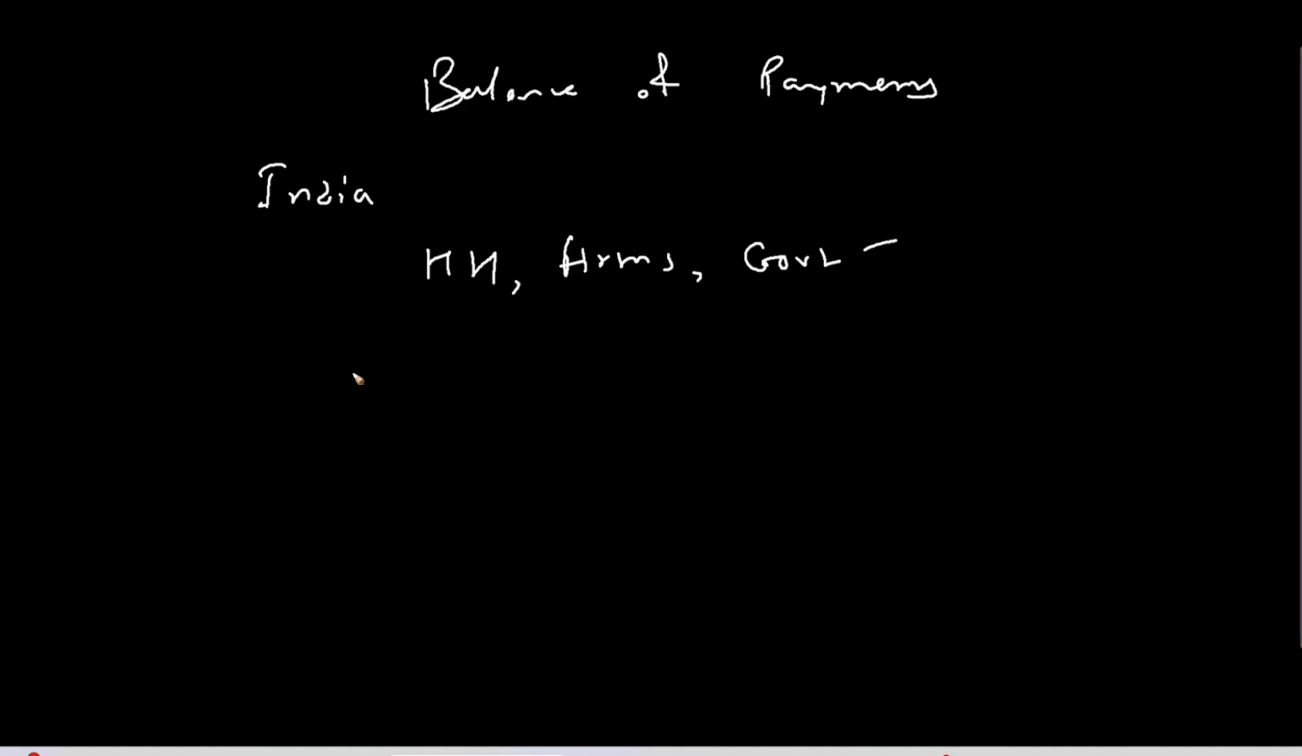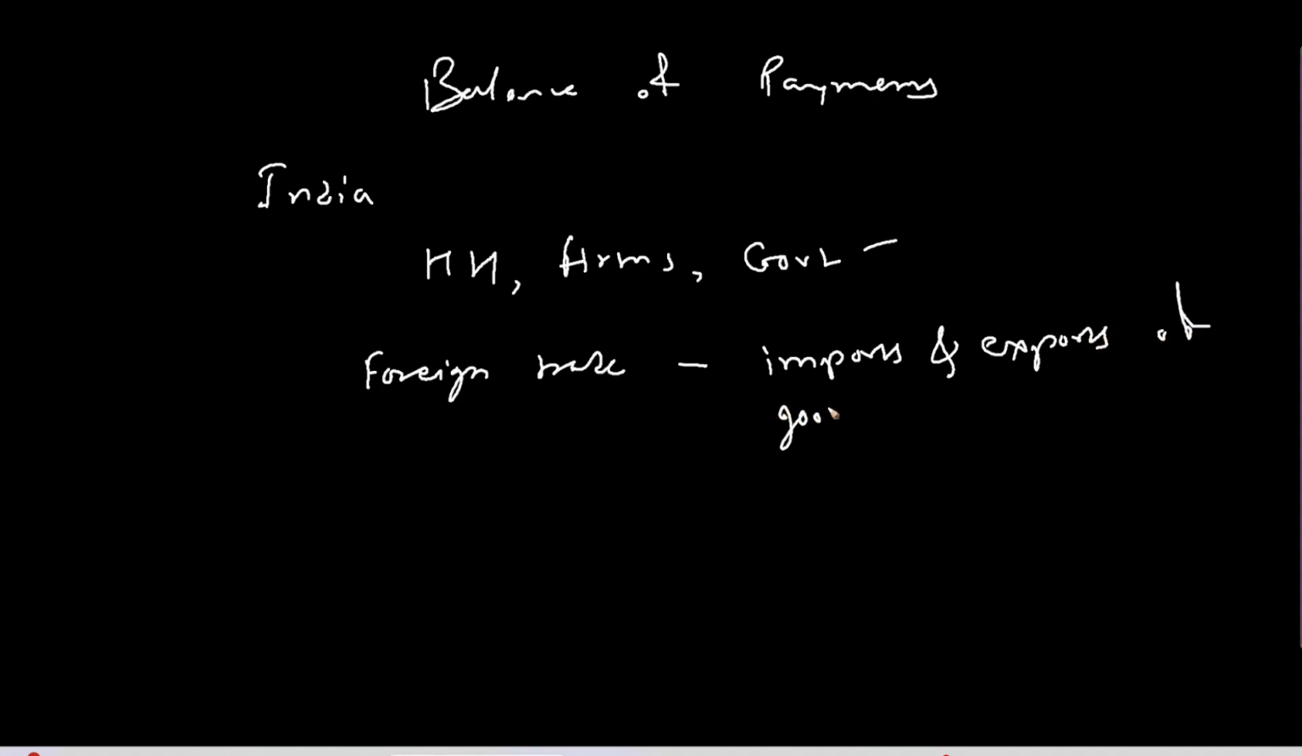Now, what kind of economic transactions are we recording in balance of payment? First of all, what kind of transactions? Can you think of any example of a transaction between two nations? There is foreign trade, imports and exports of goods, as well as services.